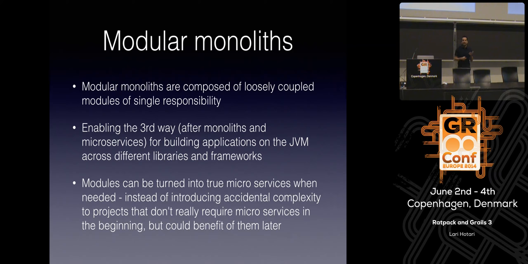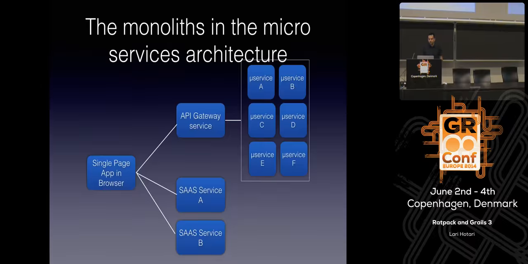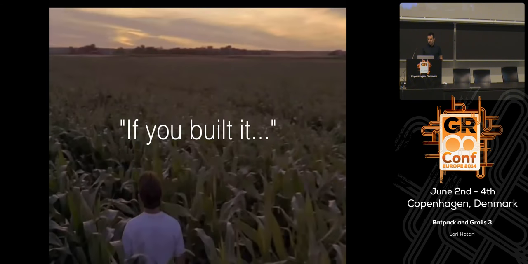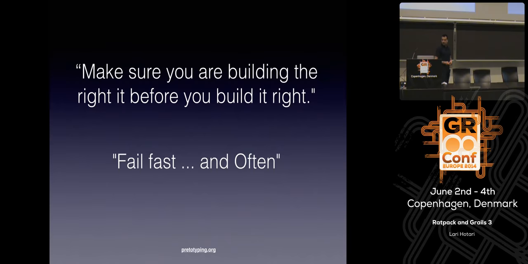So this is the problem statement for the moonshot thinking I'm requesting, and I hope you join this. So if you build it, make sure you're building the right it before you build it right. Also in solving this modular monolith problem, we want to fail fast and often and try out different kinds of things. And I hope the whole Groovy and Grails community can take part in those experiments.